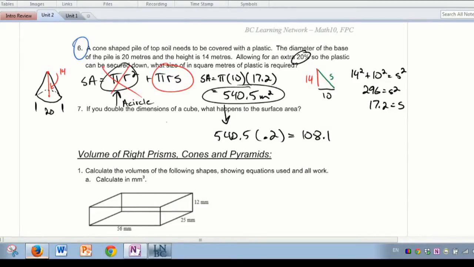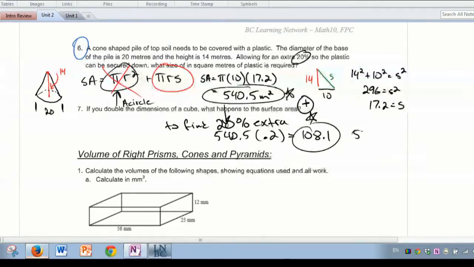So this is to find the 20% extra. So 108.1 is the extra 20%. If the original tarp was the 540, and I have to allow an extra 20%, I'm going to have to add these two things together.